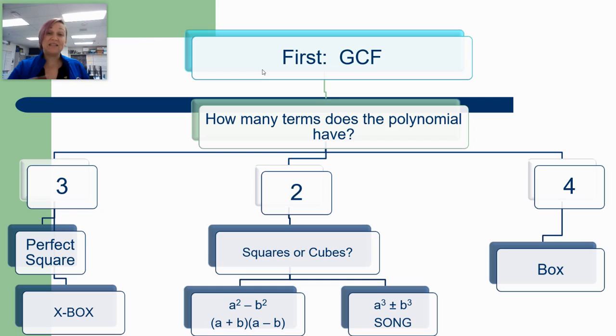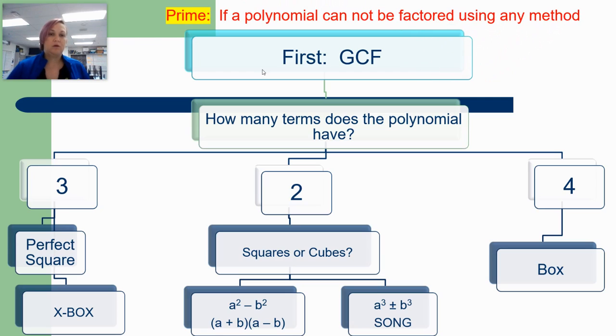If you've gone through this entire chart and you've decided there's nothing you can do, there's no GCFs, trinomial Xbox doesn't work, binomial, there's no squares, there's no cubes, four, I put it in the box, it doesn't work, I rearranged it, it still doesn't work, like I've tried everything under the moon, nothing works, can't do it, then you would say that that problem is prime. So the word prime means that it is not factorable. It cannot be changed into a multiplication problem.